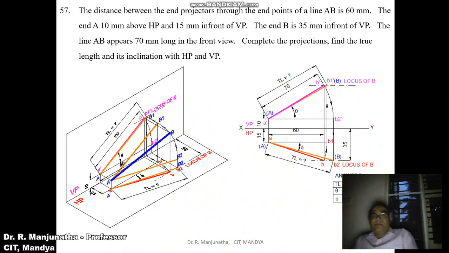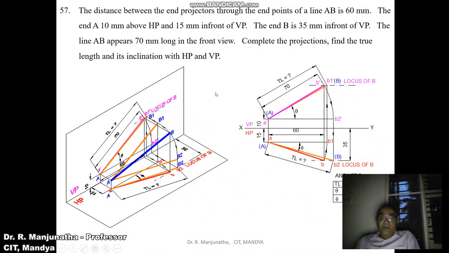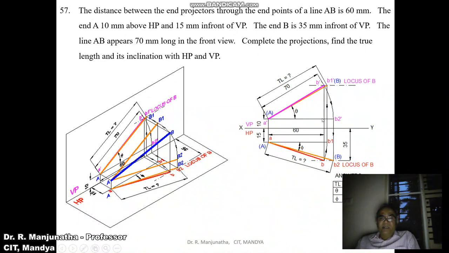Now similarly, we need to find the true length in the horizontal plane. To find it, with A dash as center, using the compass, measure the radius of A dash B dash and draw an arc such that both A dash and B2 dash are above HP by 10 mm, and then draw a horizontal projector where it will cut. Mark this point as A dash and B2 dash. Since now the line is parallel to HP, you get the true length in HP. From this point you draw a vertical projector such that it will cut the locus of B in the top view here, and you mark this point as small b2. Then you write the locus of B here.